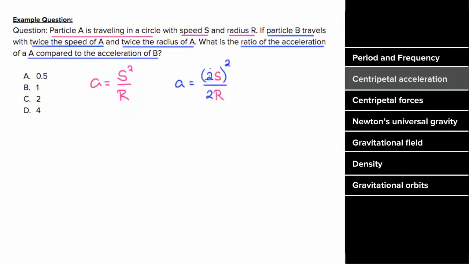When we square the two, we'll get 4 over 2, which gives us a factor of 2, times the speed of A squared over the radius of A. So the ratio of the acceleration of particle A compared to particle B is going to be 1/2, since the acceleration of particle A is half the acceleration of particle B.